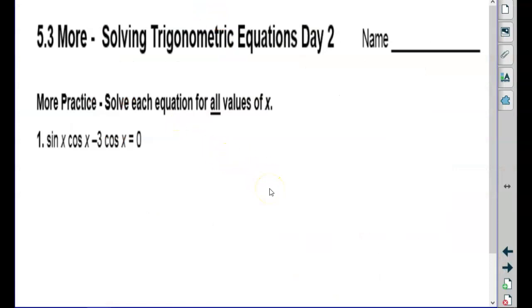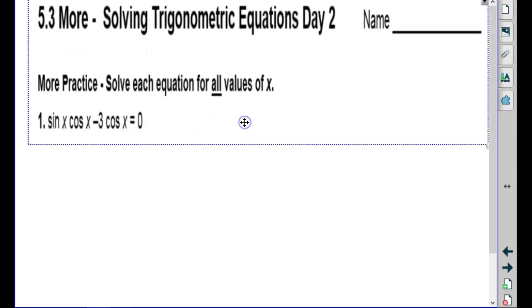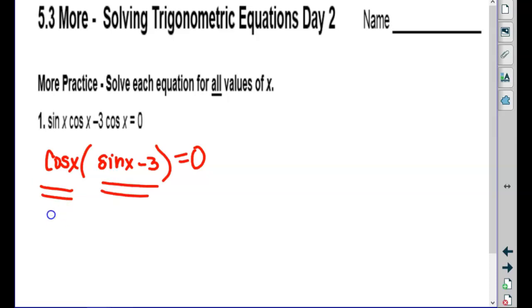All right, so at the top of worksheet 4, anybody start us out how we would do this number 1 right here? Good job. Take out a cosine. Then it would say the sine of x minus 3 equals 0. So we have either this one or this one could equal 0. If the cosine of x is 0 or the sine of x is 3.